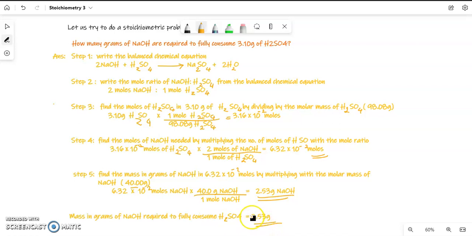So this is a simple way in which you make use of mole ratios to convert the quantity of one reactant or relate the quantity of one reactant to another reactant in the same equation.